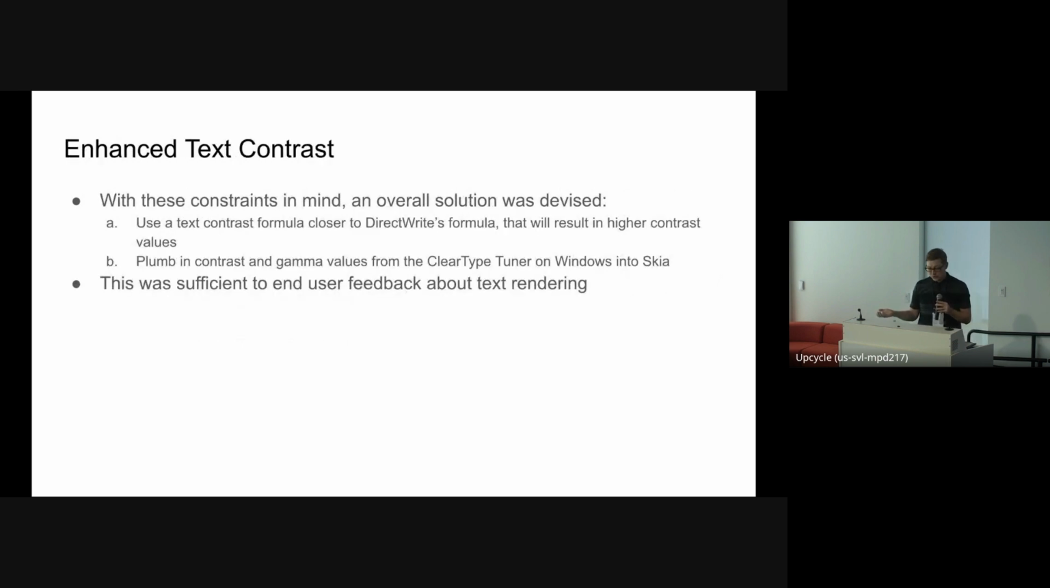So Ian came up with a pretty good solution, which was to basically change the text contrast formula to be closer to DirectWrite's formula, to give it a little higher contrast value for text. And then he got those contrast and gamma values that are configurable on Windows, but not in Skia, and plugged them into Skia. So very, very simple. This was enough to end our users complaining about text looking better. A bit of a caveat there: we didn't get that massive A/B test between platforms again. And the other thing is the idea was to bring this upstream into Chrome, and it's not currently, so I'll talk about that as well coming up.